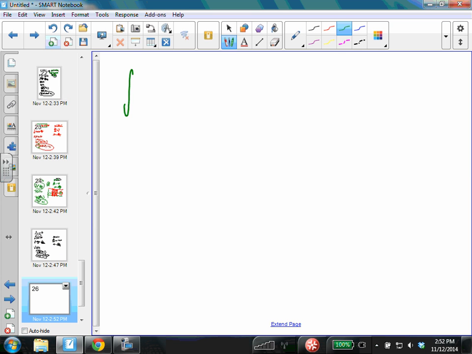Okay, so let's look at this one. We'll do x squared, the square root of x cubed plus 1 dx. All right, what's my u? U is x cubed plus 1. It's on the inside, right? That's a good clue.